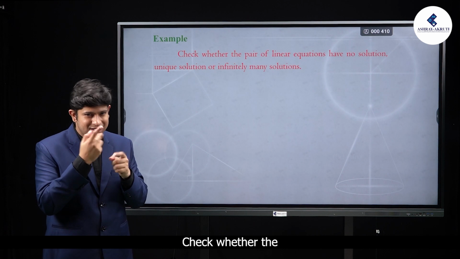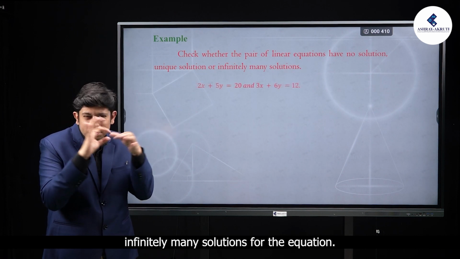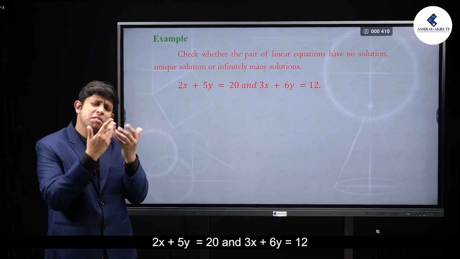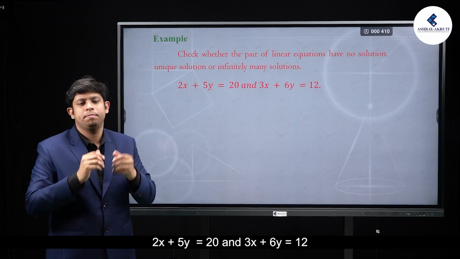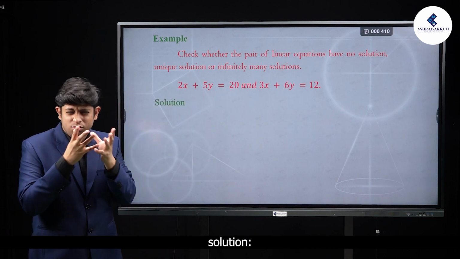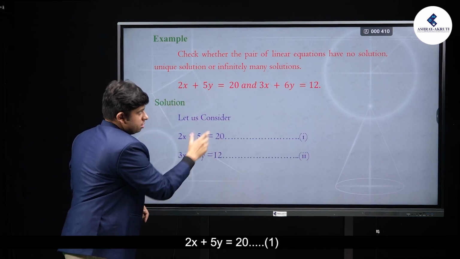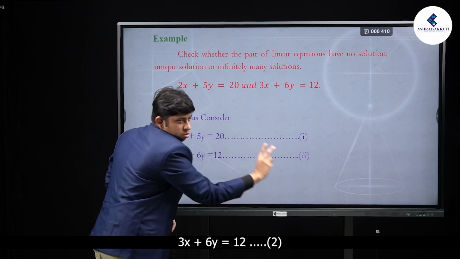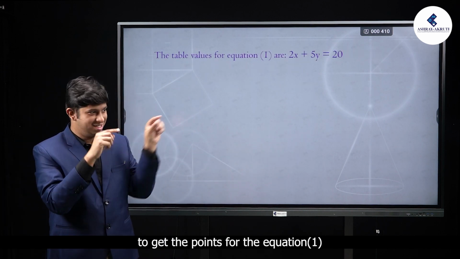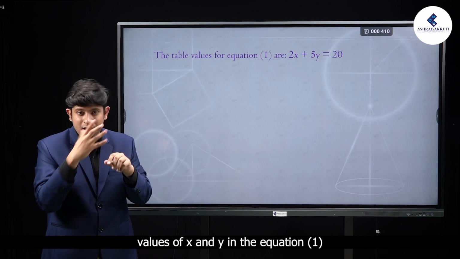Example. Check whether the pair of linear equations have no solution, unique solution or infinitely many solutions for the equations 2x plus 5y equal to 20 and 3x plus 6y equal to 12. Solution. Let us consider 2x plus 5y equal to 20 as equation 1 and 3x plus 6y equal to 12 as equation 2. To get the points for equation 1, substitute different values of x and y in equation 1.